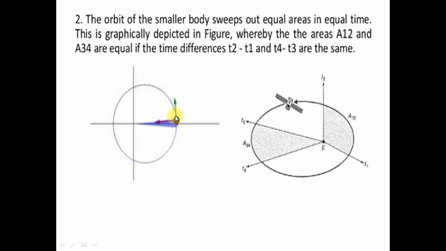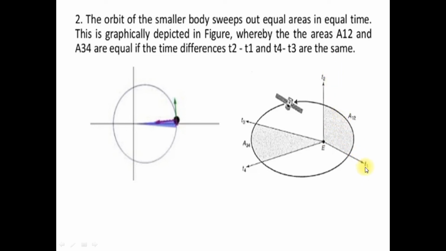So technically, at time t1 the satellite will be over here, and at t2 the satellite will be over here. T2 minus T1 is the same as T4 minus T3. That means in equal amounts of time the satellite covers an equal amount of area. So here we'll have area A12, which is covered from time 1 to 2.